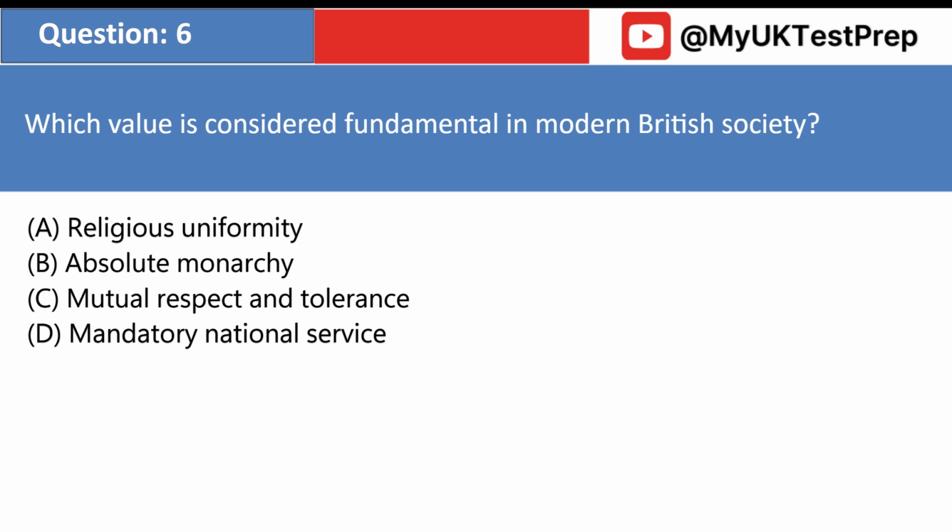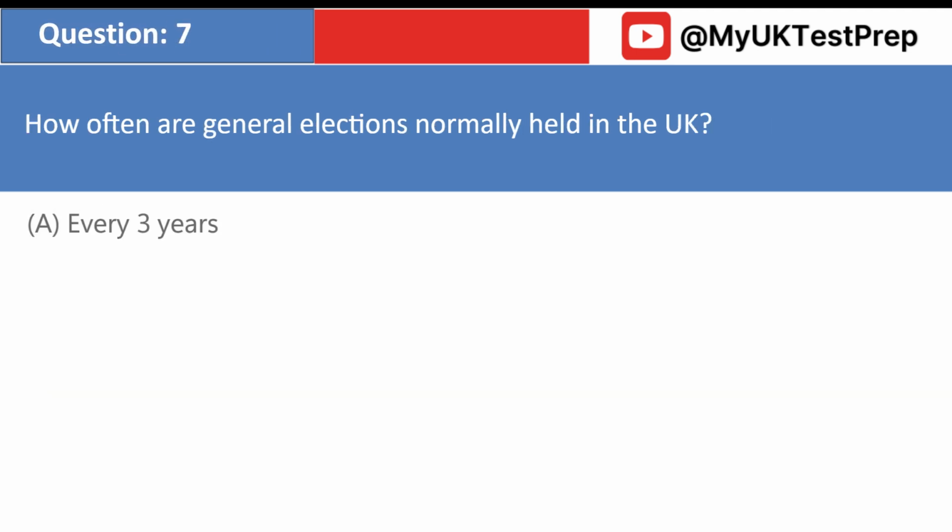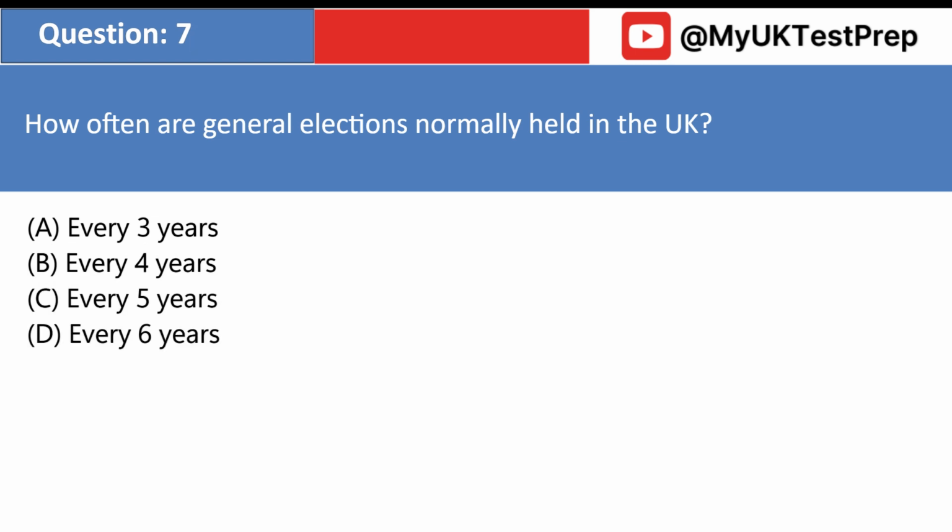Which value is considered fundamental in modern British society? A. Religious uniformity. B. Absolute monarchy. C. Mutual respect and tolerance. D. Mandatory national service. Answer: C. Mutual respect and tolerance of different faiths and beliefs are key British values, supporting diversity within the framework of the law.